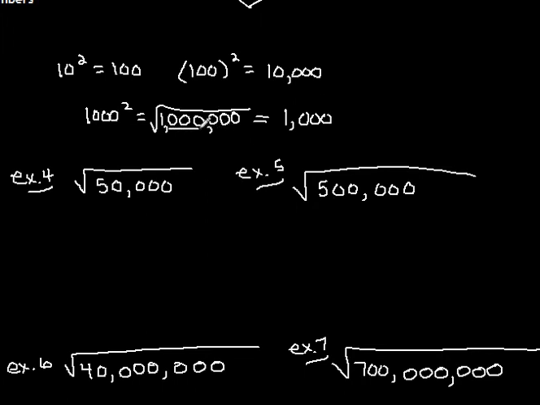Whenever there's an even number of zeros, it's a perfect square, and the perfect square is half the number of zeros. So let's look at this problem. This is 50,000. Now if you notice, there's an even number of zeros.